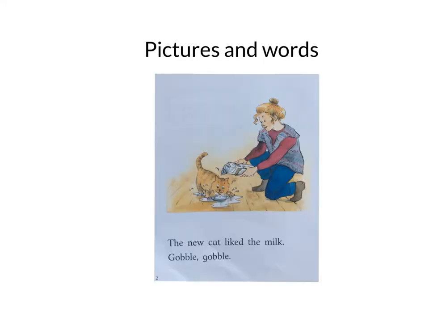Now let's look at the pictures and words in a story. This is the first page of my story. This is the picture and this is the text or the writing. Point to the picture. Here is the picture. Now point to the words. Here are the words.